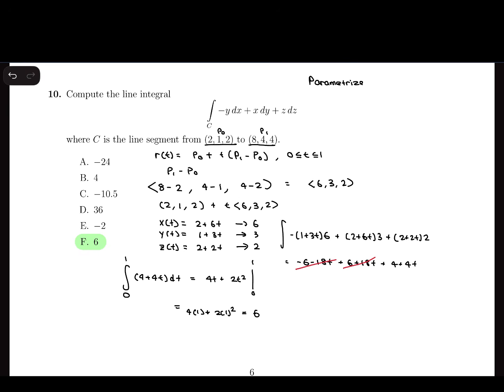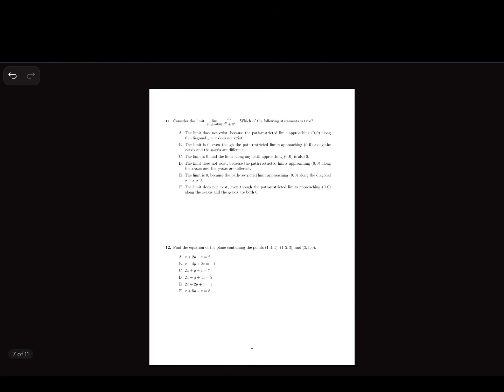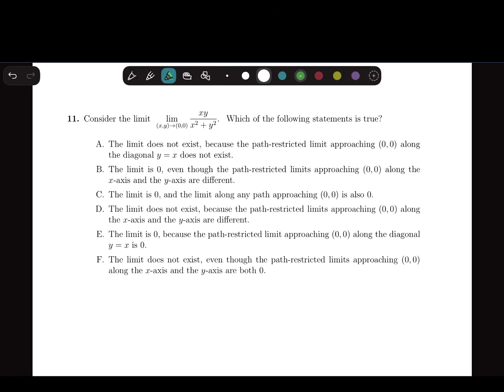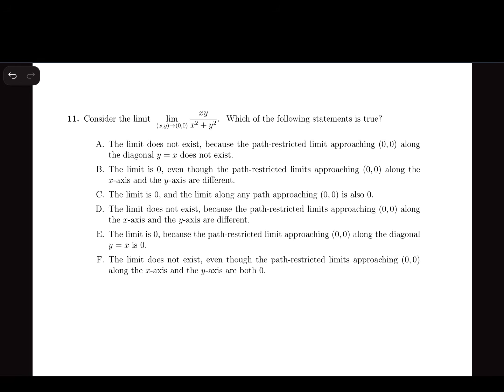All right, done with the halfway point. Moving on to question number 11. Question number 11 asks us to consider the limit as (x, y) approaches (0, 0) of x times y over x squared plus y squared, and it asks which of the following statements is true. So with this kind of question, you want to consider the paths.